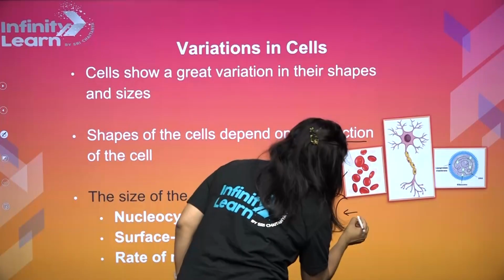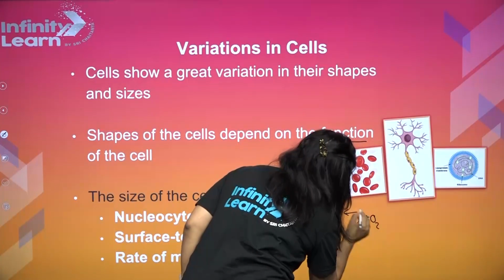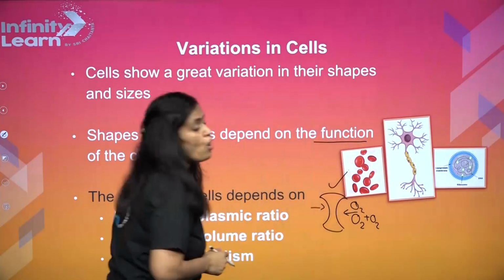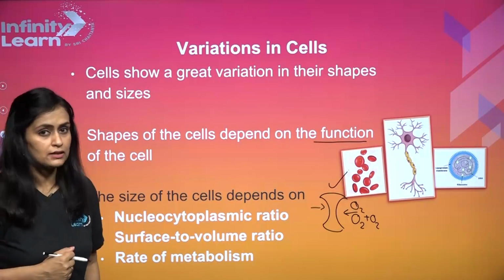This shape is so specially developed so that there is more and more O2 binding over here. Maximum oxygen binding can be done. That is why that shape has been adopted by the RBC.